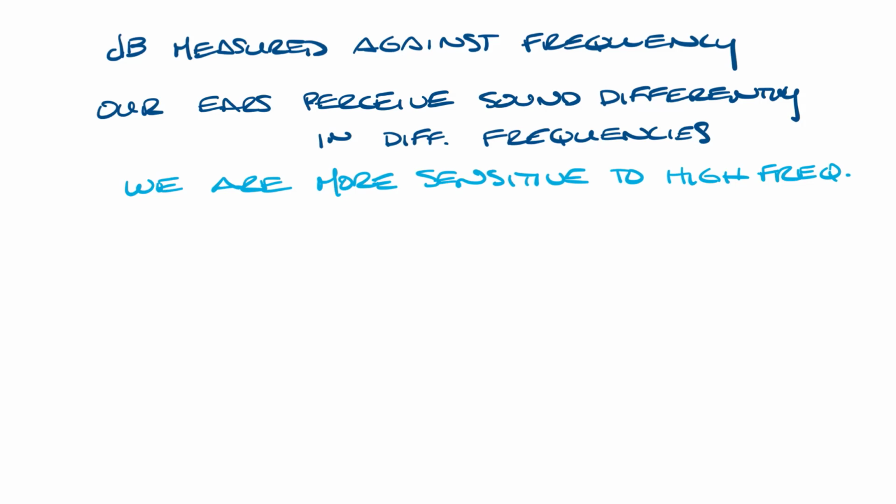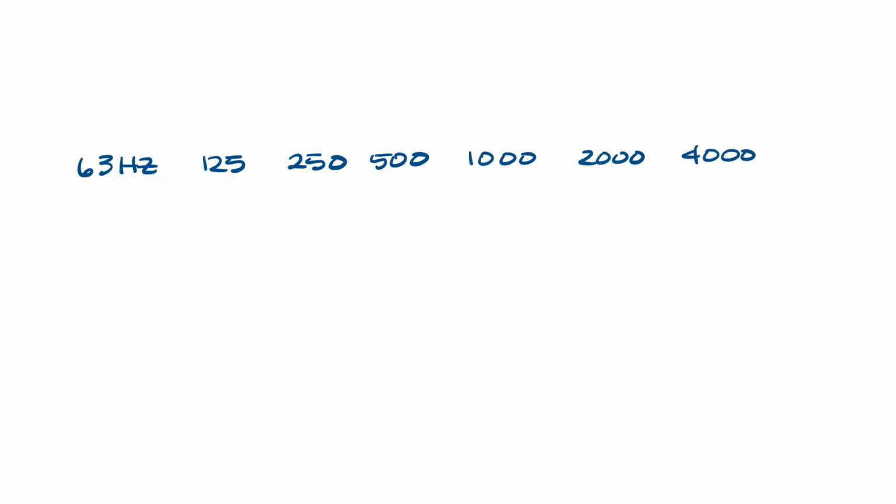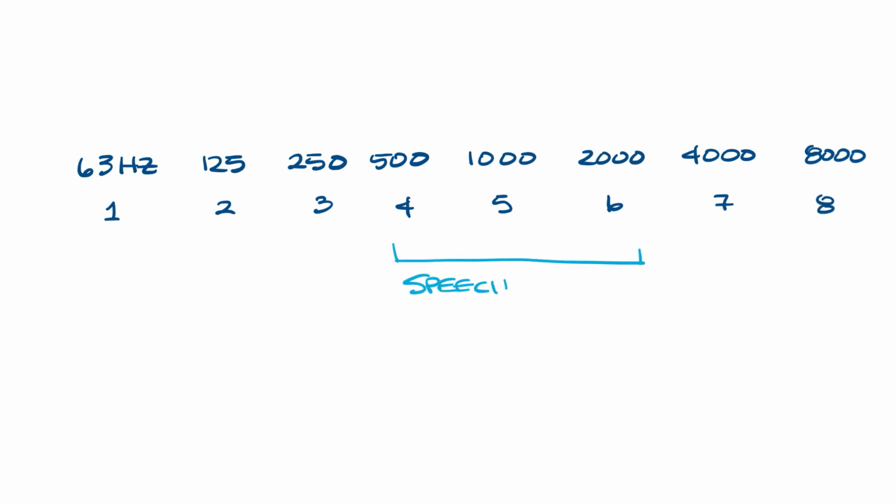There are an infinite number of frequencies, so we group them into octave bands. For our industry, the octave bands are centered around increasingly wider frequency ranges starting at 63 Hertz and doubling from there. So you have 63, 125, 250, 500, 1000, 2000, 4000, and 8000 as octave bands 1, 2, 3, 4, 5, 6, 7, and 8. Octave bands 4 through 6 are the speech interference band, or speech interference levels, because most human speech happens between 500 Hertz and 2000 Hertz.